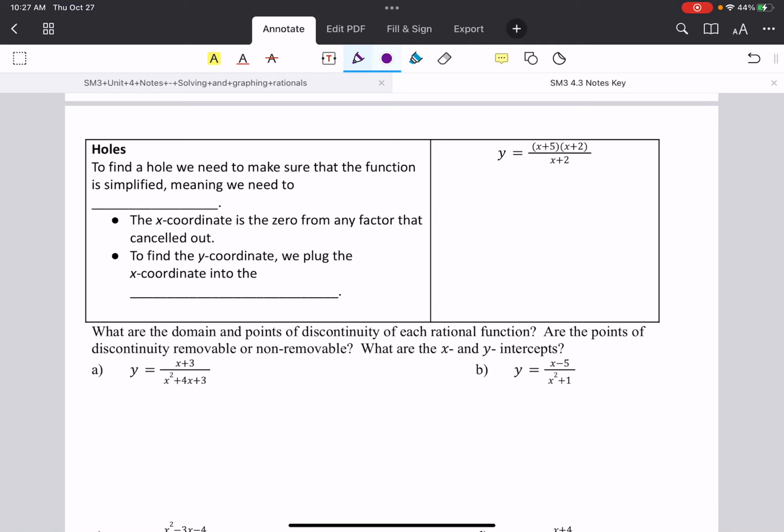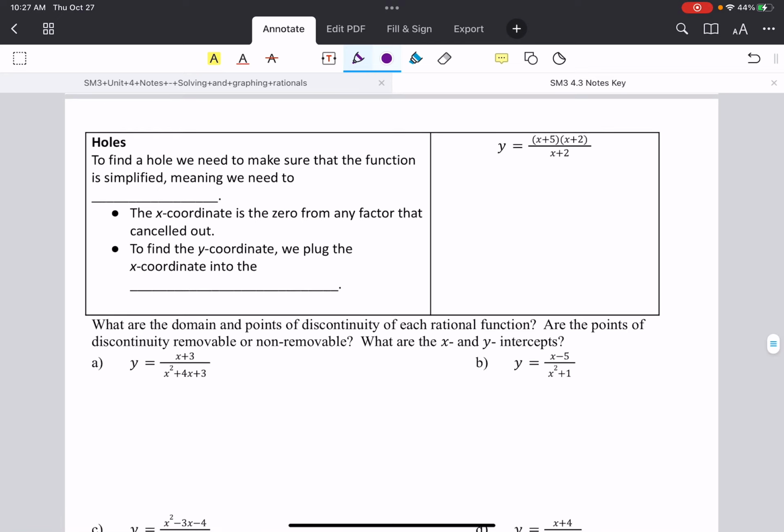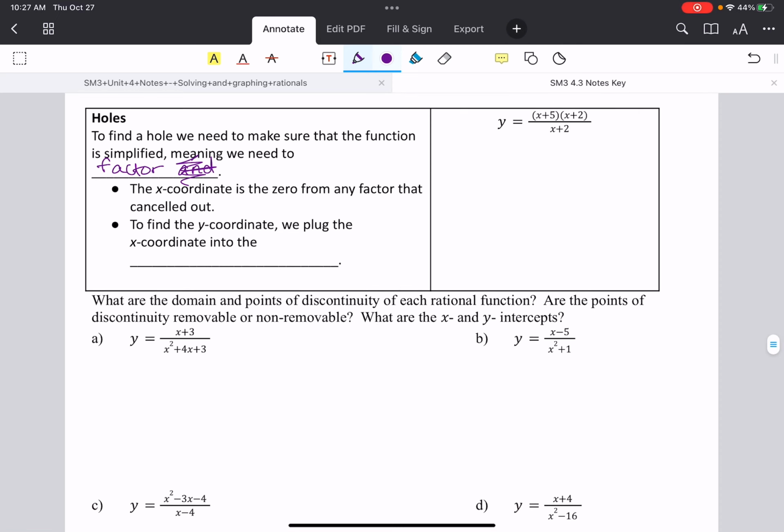To find a hole, we need to make sure that the function is simplified, meaning we need to factor so that we can reduce to 1. Okay.